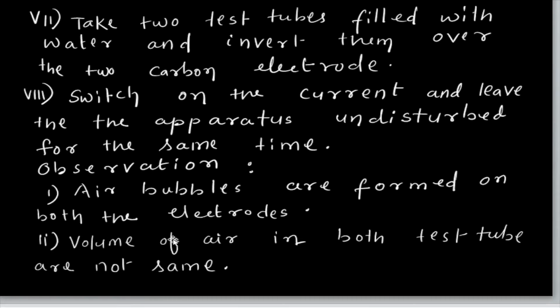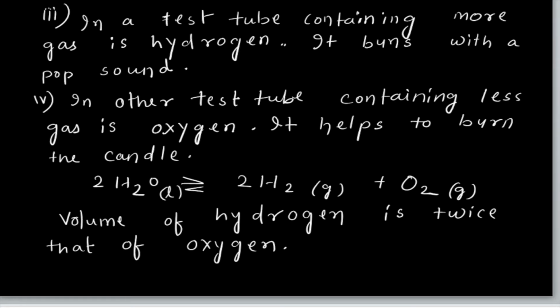Here you can find the 2 test tubes. In both test tubes the volume of the gas is not the same. What is the meaning? When the reaction starts, electrolysis occurs, and hydrogen and oxygen gas are produced, but they are not in the same volume.